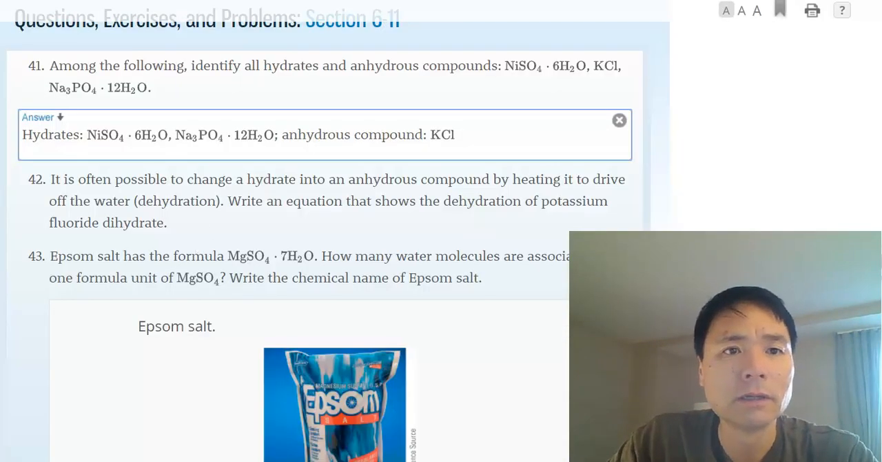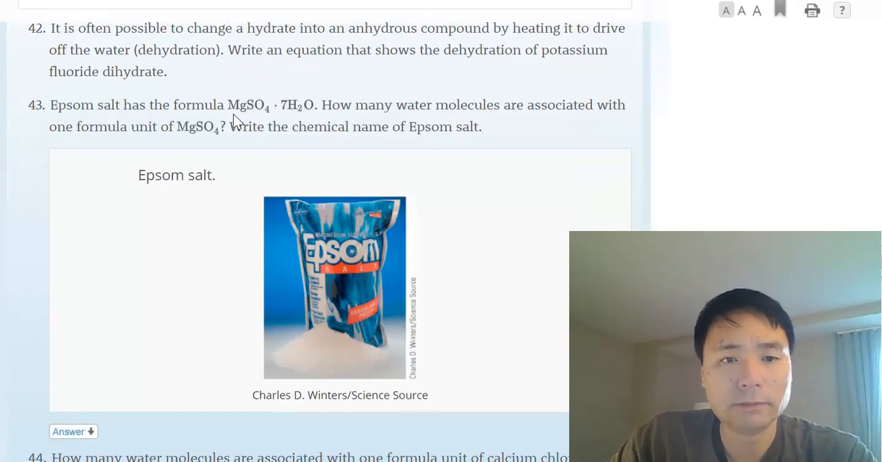With this, Epsom salt has the formula MgSO4 dot 7H2O. How many water molecules are associated with one formula unit of magnesium sulfate? So the formula unit again is just one magnesium, one sulfate. And we got 7 waters there. Write the chemical name of Epsom salt.